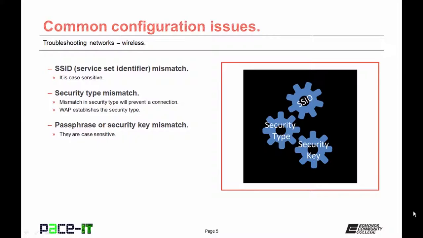Another one that commonly crops up is security type. A mismatch in the security type will prevent a connection as well. And you need to realize that your wireless access point is what establishes the security type that will be used. A mismatch in the passphrase or security key also means that you cannot connect, and these are key sensitive as well. Now let's move on to common symptoms.